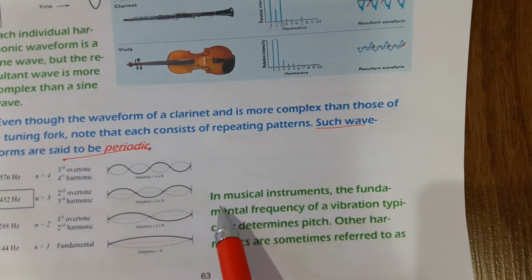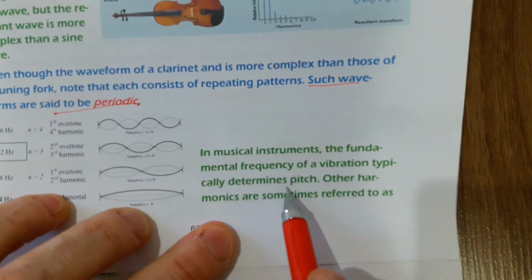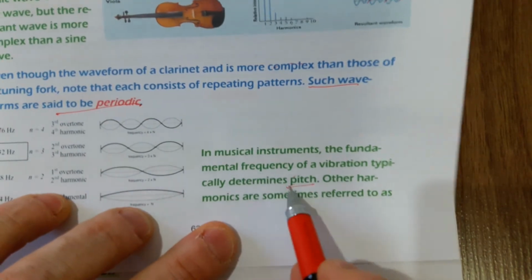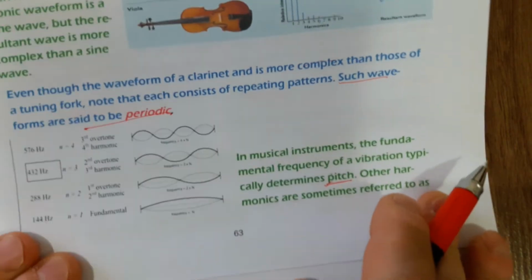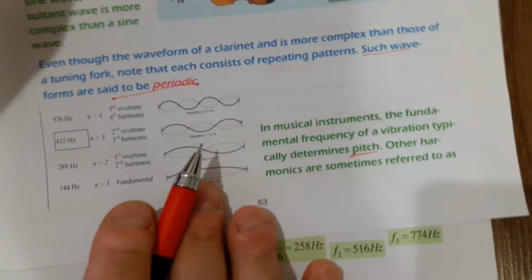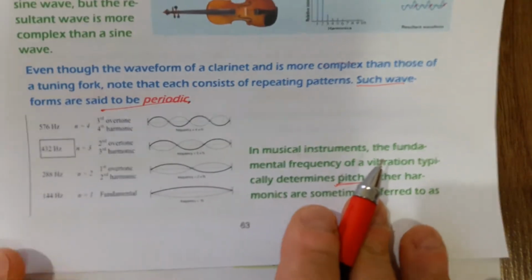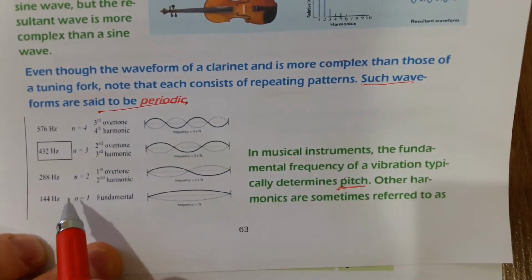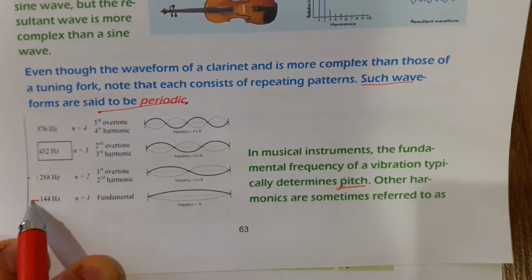Next, in musical instruments, the fundamental frequency of the vibration typically determines the pitch. This is very important information. Other harmonics are sometimes referred to as overtones. For example, generally the notes in instruments are played between the first and second harmonic. So in the chromatic musical scale, there are 12 notes between the first and second harmonic.